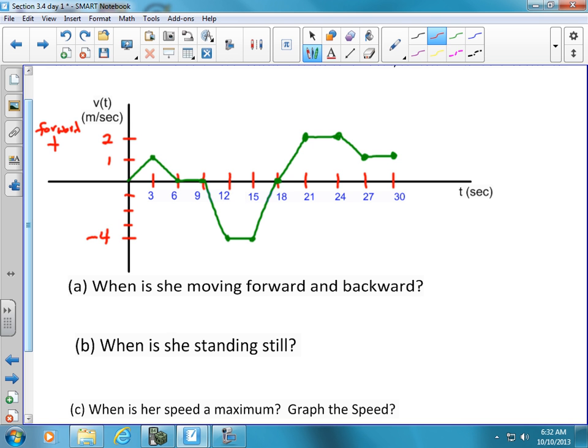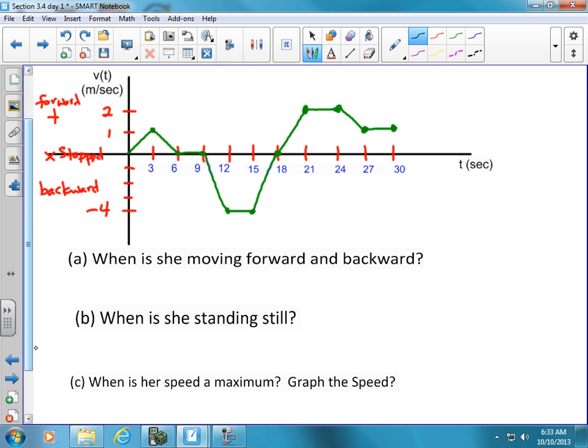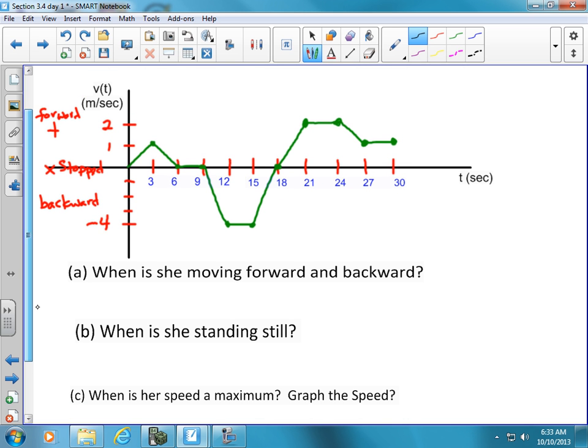Anytime this graph is below the line, she's moving backward. And when the function is equal to 0 on the x-axis, that means she stopped. Okay, so always think of these derivative graphs like that: above the line, positive velocity; below the line, negative velocity.